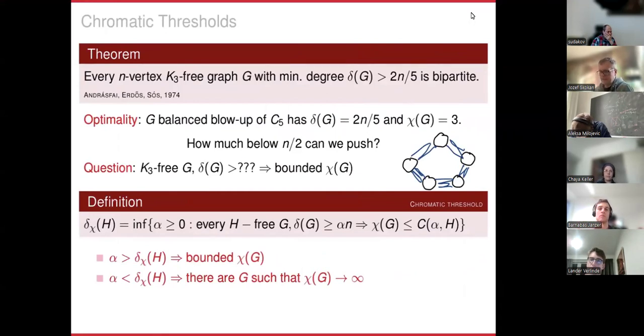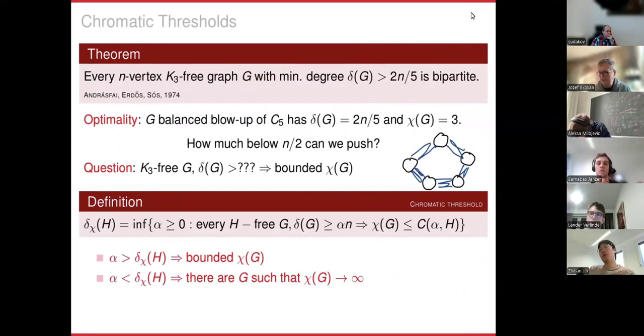All right. This was observed some time back. In particular, András, Erdős, and Sós in the 70s proved that if we have a min degree at least 2n/5, then if the graph is also triangle-free, it must necessarily be bipartite. Okay, so you can see immediately that the min degree condition allows me to go from n/2 to 2n/5. Now, this result is optimal. If you take a balanced blow-up of the cycle on 5 vertices, which is demonstrated over here, it has min degree exactly 2n/5 and has chromatic number equal to 3. So the question is how much below n/2 we can push.